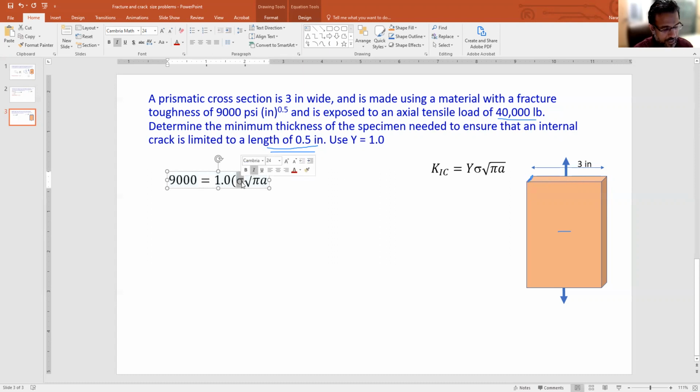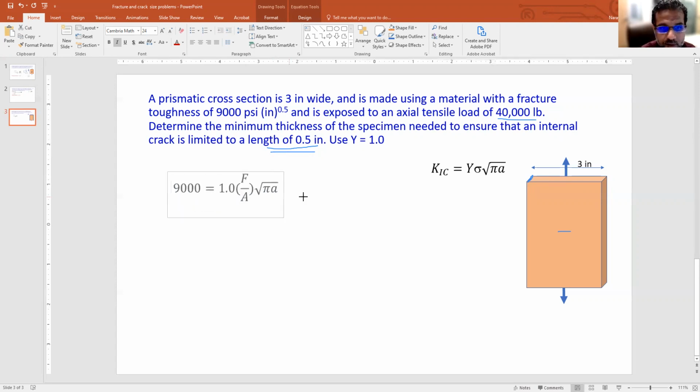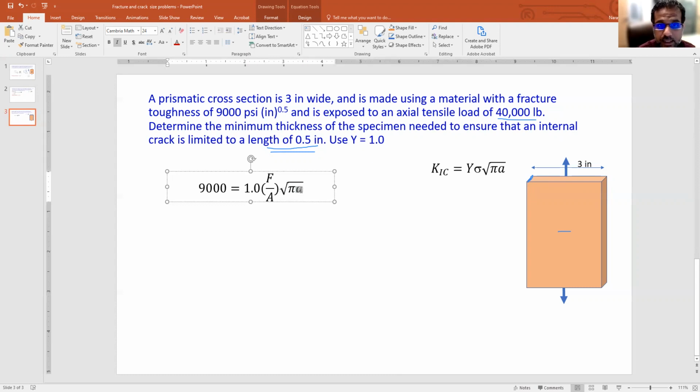So instead of stress, I can write force over area times square root of pi A. I know the crack length is limited to 0.5 inches. Remember, this is an internal crack of 0.5 inches. Therefore, my A will be half of that, which is 0.25 inches. So 2A is 0.5. If it were an external crack, you would put in 0.5 here. And F is known to you as 40,000 pounds.